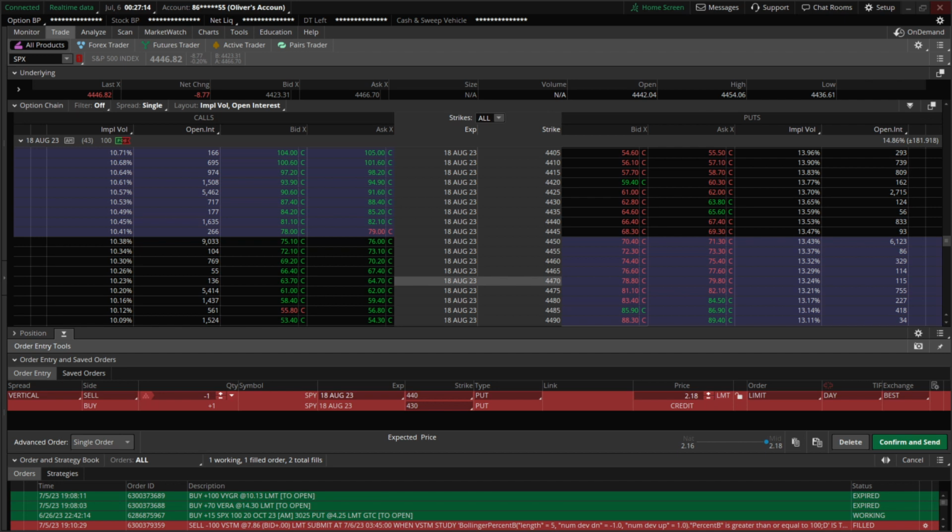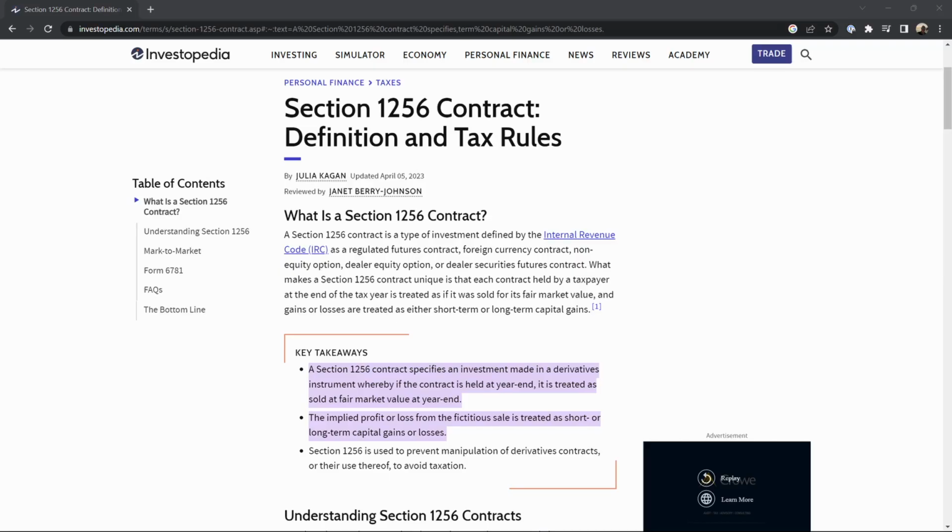The main advantage of SPX is that index options are covered by something called Section 1256 in the US tax code. So that treats your P&L as 60% long-term, 40% short-term, and you get some tax relief that way. I should add, I am also not a tax professional, so you should probably consult with one before trading SPX or RUT. You can read more about Section 1256 at Investopedia, and I'll throw a link in the description.